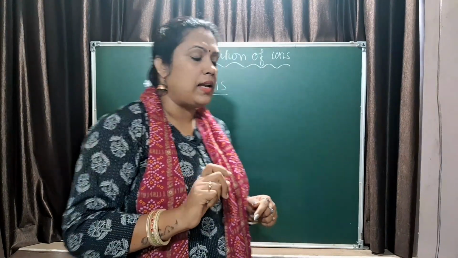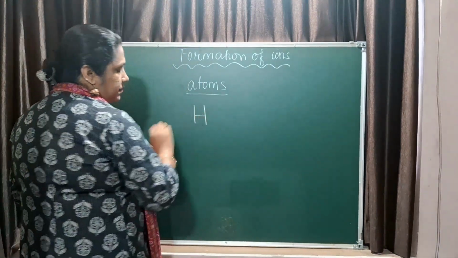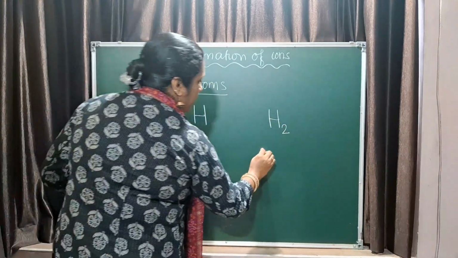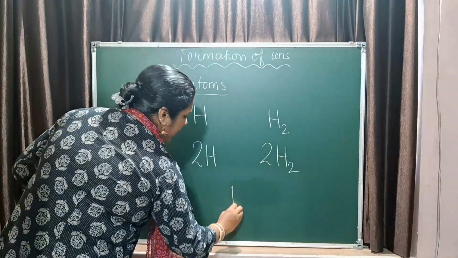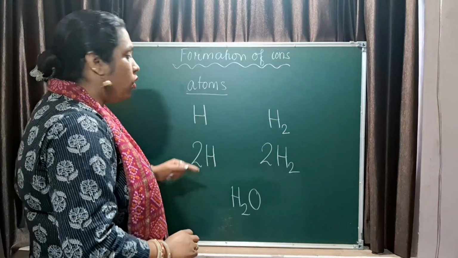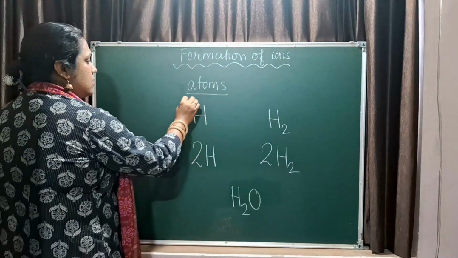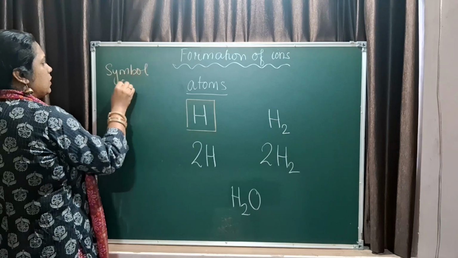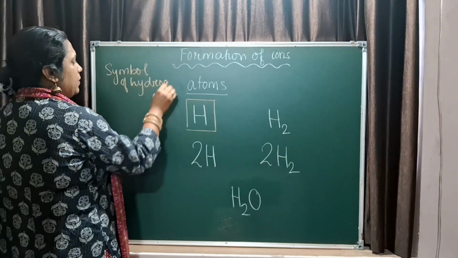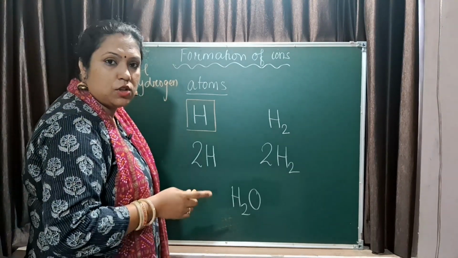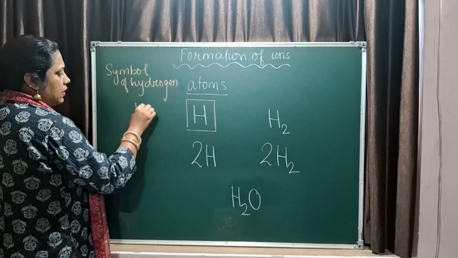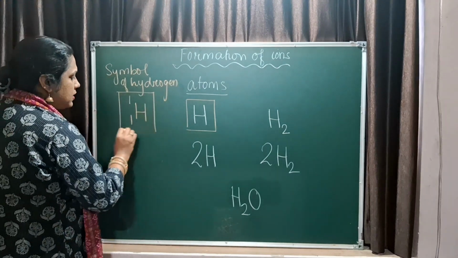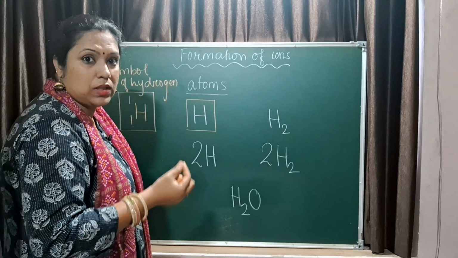Is that clear? So let us understand the difference. If I write H, I write H2, I write 2H, I write 2H2, and I write H2O. In all these, if I have to explain what these are, this is the element hydrogen, the symbol of hydrogen. And how do we represent an atom? In my previous videos you must have seen that an atom is represented by the symbol with A and Z. What is A? Atomic mass. And what is Z? Atomic number. So this is a representation of hydrogen as an element with the symbol H.